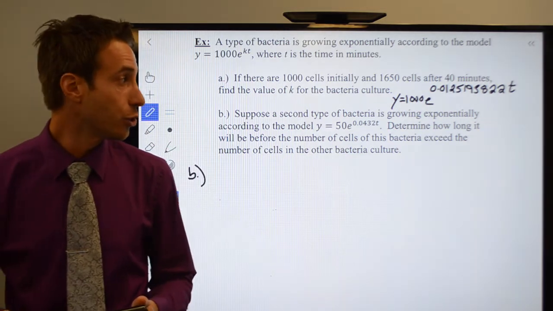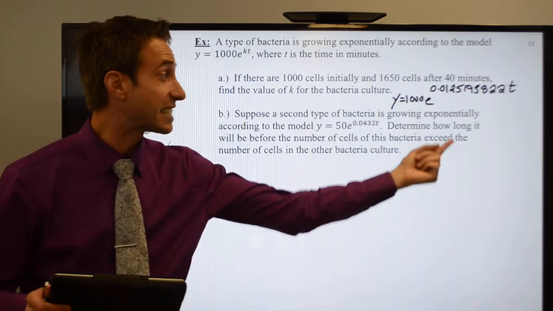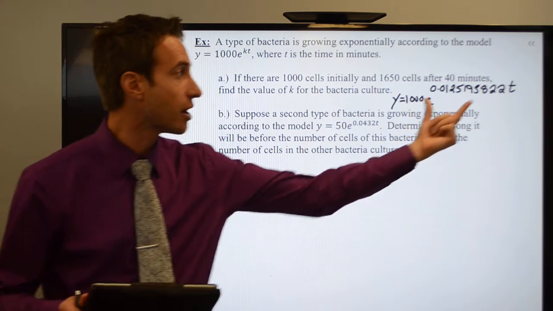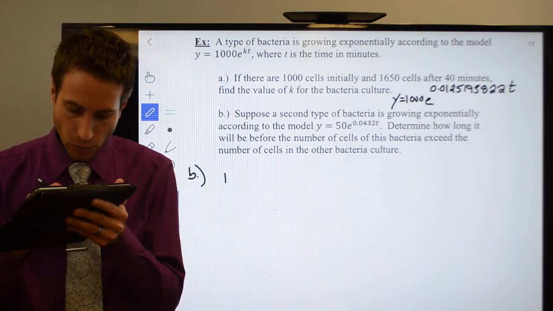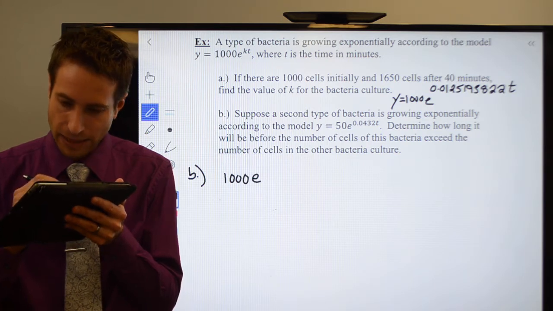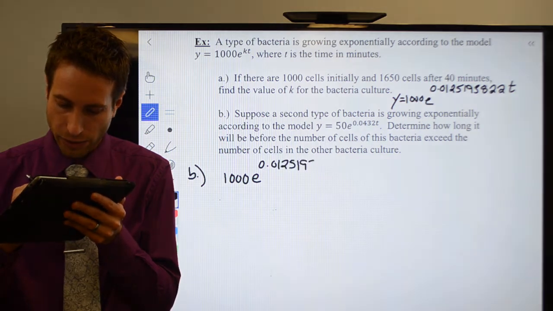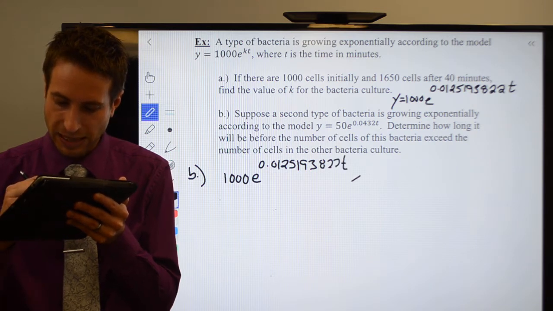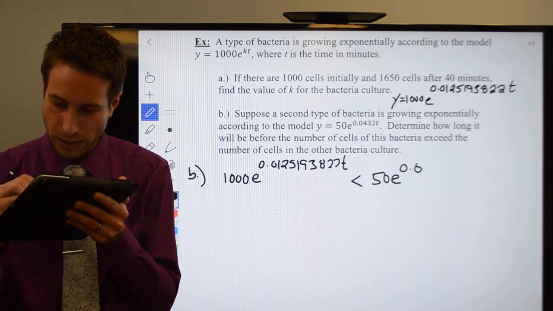What they want you to do is set up that this bacteria culture exceeds the other bacteria culture. Well, that's easy. 1,000 e to the 0.01251938222t is going to be less than 50 e to the 0.0432t.